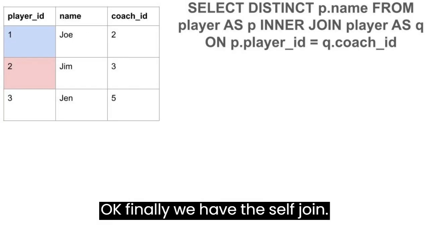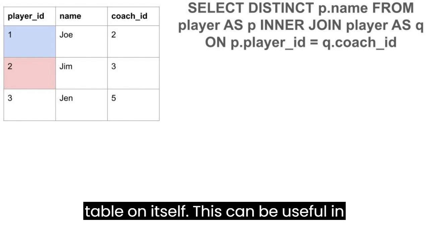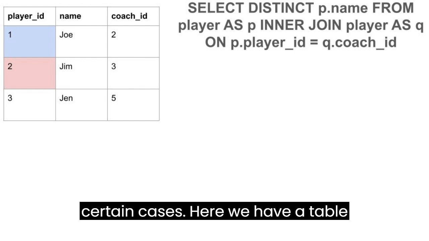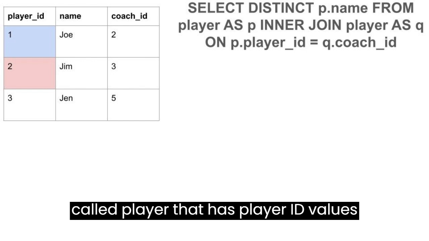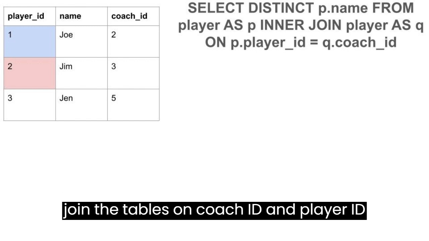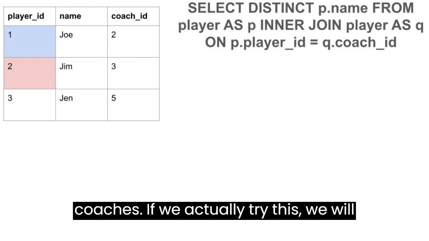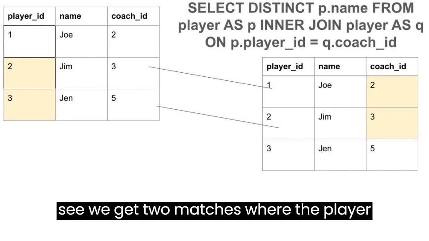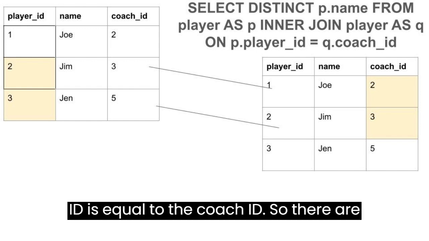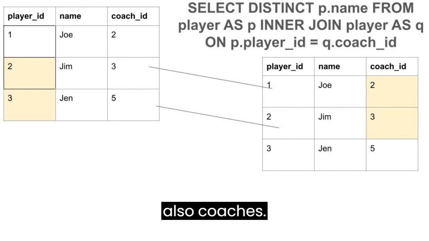Okay, finally we have the self-join. The self-join is just where we join a table on itself. This can be useful in certain cases. Here we have a table called player that has player ID values and a coach ID for their coach. We can join the tables on coach ID and player ID to get a list of players that are also coaches. If we actually try this, we will see we get two matches, where the player ID is equal to the coach ID, so there are two players in the player table that are also coaches.